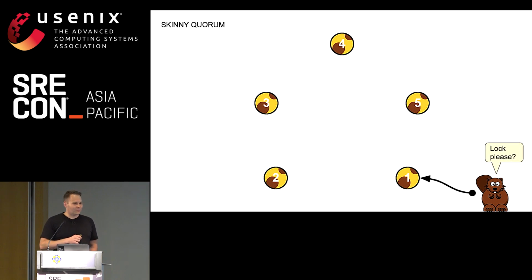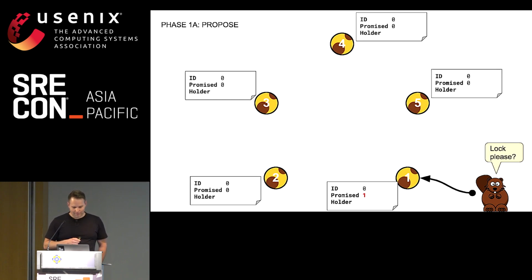So we have Beaver. Beaver is a client here. Beaver asks one of the instances, could I have a log, please? And now we're dumping state. So these gray rectangles, this is a state of the instances. The instance number 1, that is the bottom right one, has changed the internal state because Beaver asked for the log. We have something that we call the ID or the run number. That is the number of the Paxos run.